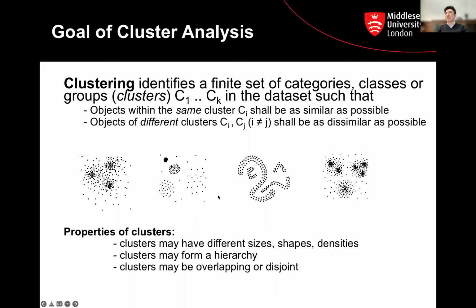Okay, so this is one of the definitions, but the general idea is you want to group the items in your data set, so the similar ones are in the same set. So the objects in the same cluster should be as similar as possible, and objects of different clusters should be as dissimilar as possible.